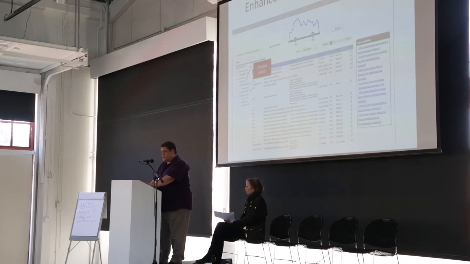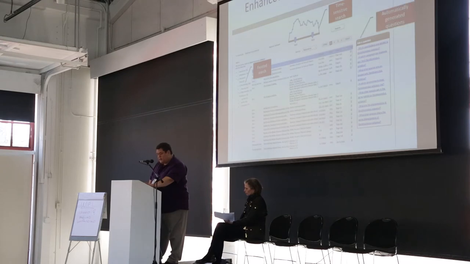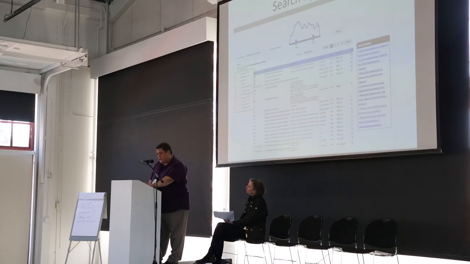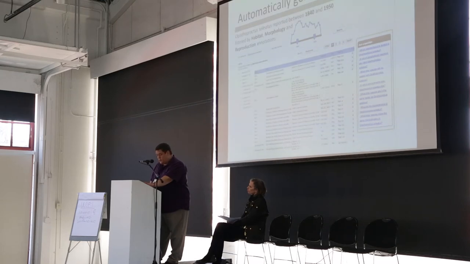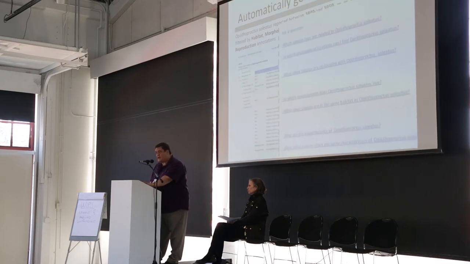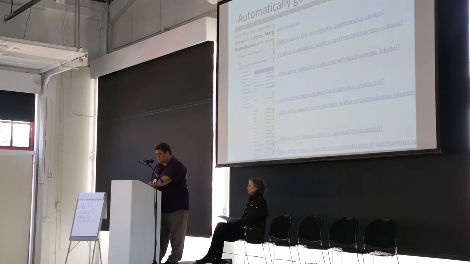We did mock-ups, enhancing with faceted search, with time-sensitive search, and automatically generated questions. And we went to several of the users, made a survey, and asked them for that functionality. Here, we're looking for a species reported between a couple of years, and we filtered those that have annotations in habitat, morphology, and reproduction, as you can see there, for the facets. Then we also asked them about questions we generated from the terms and the relations that we found.